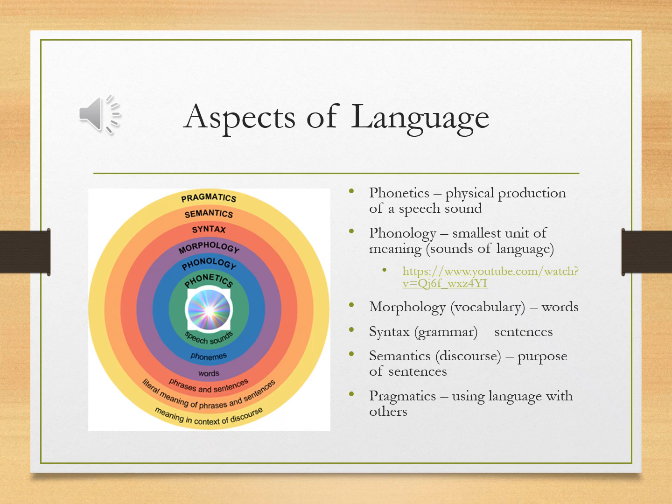Morphology is vocabulary, the words that you use. Syntax is grammar, or putting sentences together. Semantics, or discourse, is the purpose of sentences, so trying to convey information, asking a question, or making an exclamatory statement to show excitement. That would all be related to discourse. And then pragmatics is how language is used with one another. So turn taking, not interrupting somebody, those kinds of issues would be related to pragmatics.